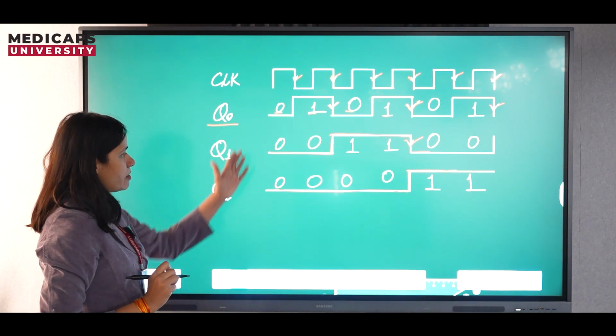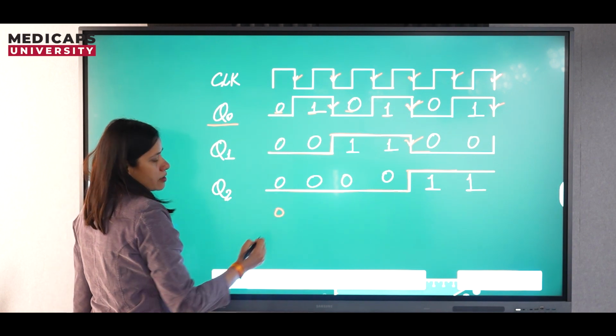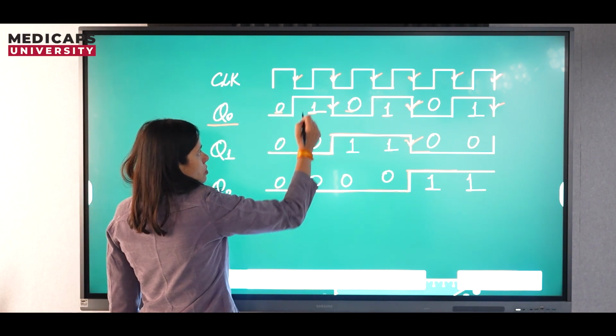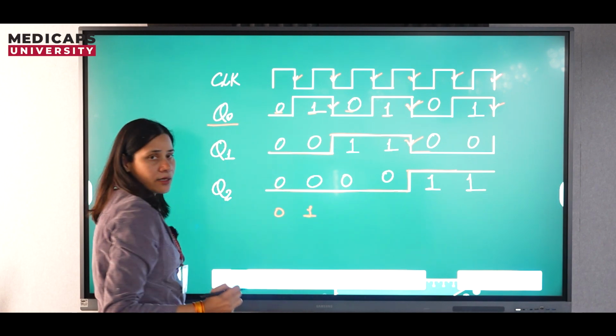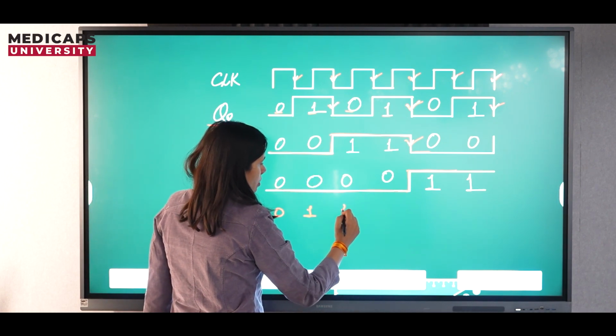We'll see the binary numbers, how counting is done. 0 0 0 is nothing but 0. 0 0 1 is decimal number 1. 0 1 0 is 2.